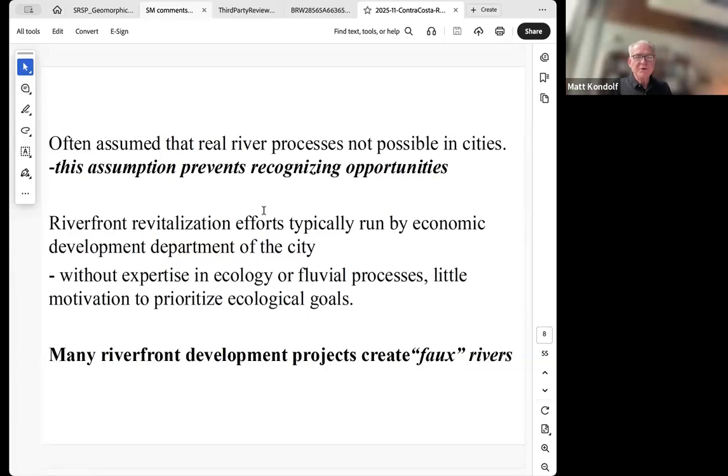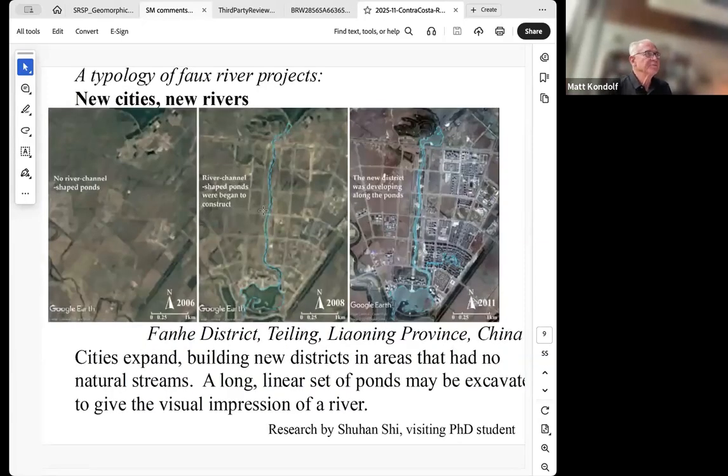And as a result, many riverfront development projects have created what I would call fake rivers. An example: new cities, new districts of cities need rivers. And if they aren't there to begin with, we'll make them. Now, things have really quieted down in China in terms of the development boom, but for the first 20 years of the 21st century, Chinese cities were just booming like crazy.